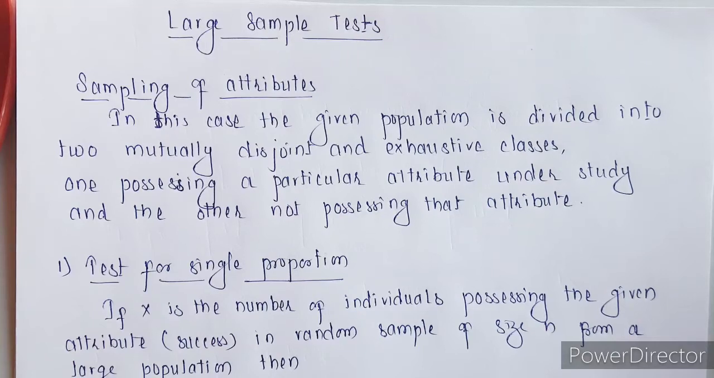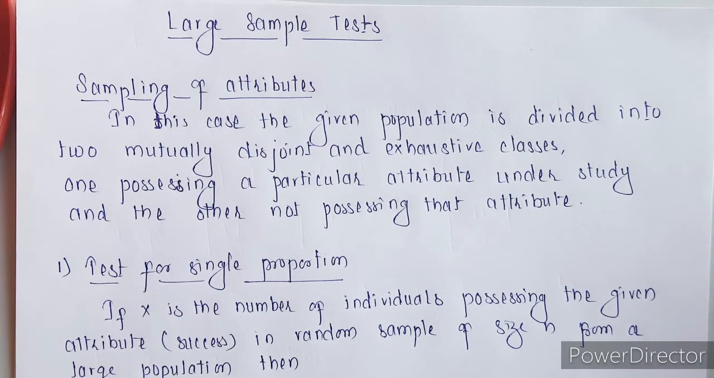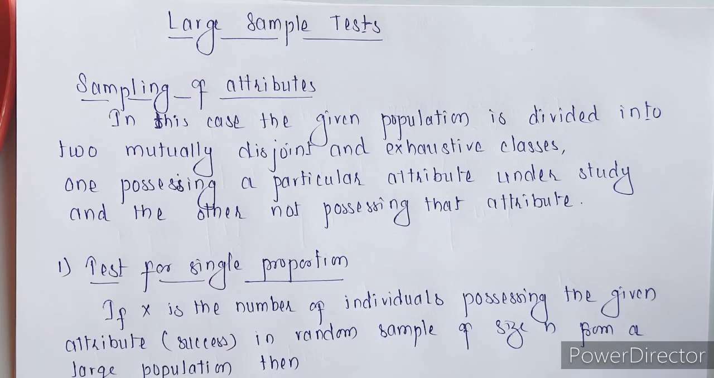Next topic is large sample test. In this we'll be studying sampling of attributes and sampling of variables. So let us start with sampling of attributes. In this case, the given population is divided into two mutually disjoint and exhaustive classes. One will be possessing a particular attribute and the other one will be not possessing that attribute. So we are going to distribute it into two classes and then study the particular population.